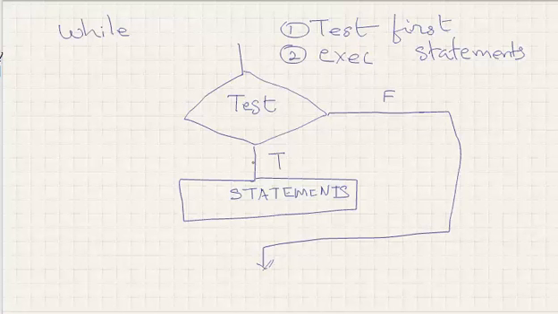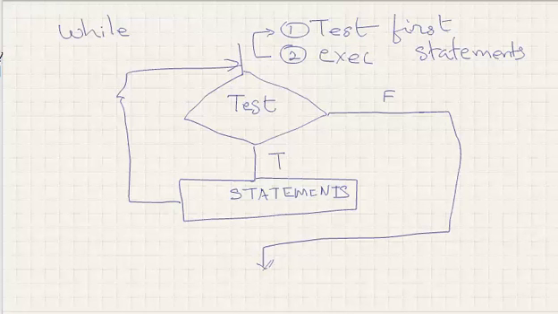And we do this in a repeated manner. Then again we test it. If it is positive, we execute, we go back. Once we are done with these statements, we again go back and test it. Then if it's true, we execute the statements.